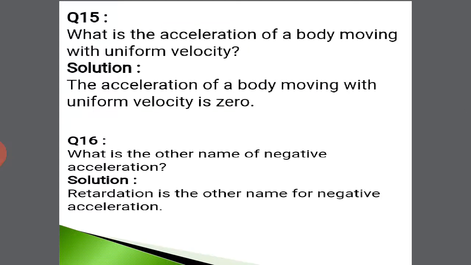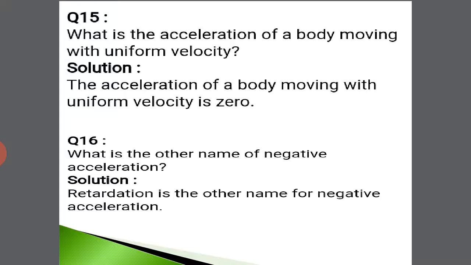Next is, what is the acceleration of a moving body with uniform velocity? The acceleration of a moving body with uniform velocity will be zero. Uniform means, for example, it is going with a velocity or speed of 60 kilometer per hour. There is no change in its velocity or speed, so the acceleration of the body will be zero.